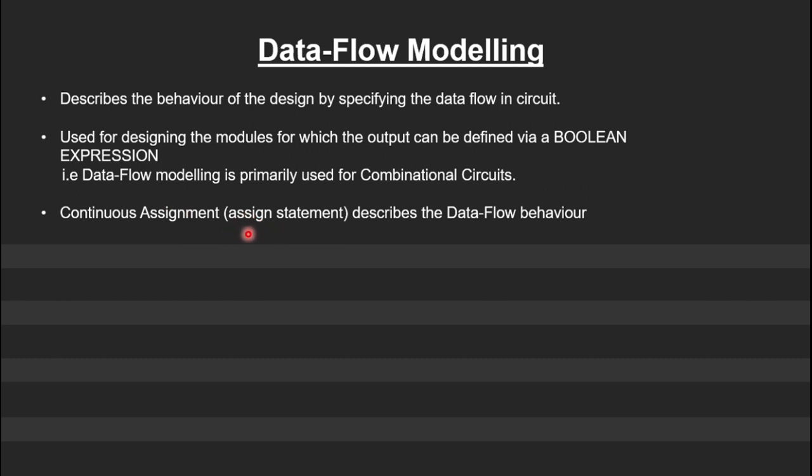Now to describe the relation between input signal, intermediate signal and output signals, these assign statements will be used. So we are going to assign the output with some values which can be some operation between the intermediate signals and the input signals. And these assignments represent the flow of data from the input to the output using intermediate signals also. And this is basically used for combinational logic.